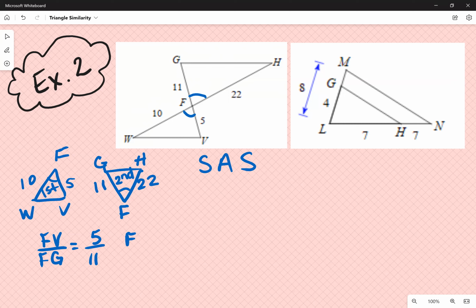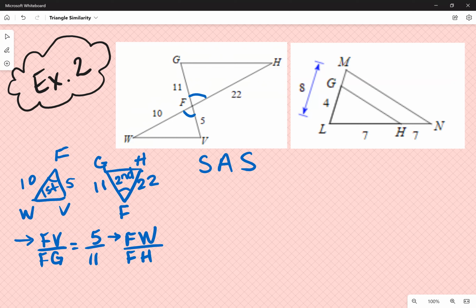So if I started with my first figure on top, then I'm going to have to start with my first figure on top again. So I already used FV, so let's use FW. So now what I want to do is go to the second figure and try to figure out, well, what goes with FW? If I were to pick it up, rotate it, and place it on top, what would go with it? Well, it has to be FH.